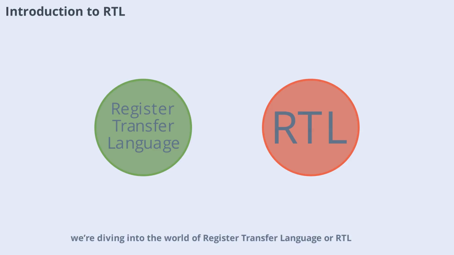Welcome. Today we're diving into the world of register transfer language, or RTL. RTL is a fundamental concept in computer architecture and digital design. It's a symbolic language used to describe the operations, data transfers, and transformations that occur between registers within a digital system. By understanding RTL, you'll gain insight into how computers execute instructions at the hardware level. Let's start by exploring what RTL is and why it's so important in designing and analyzing digital circuits.